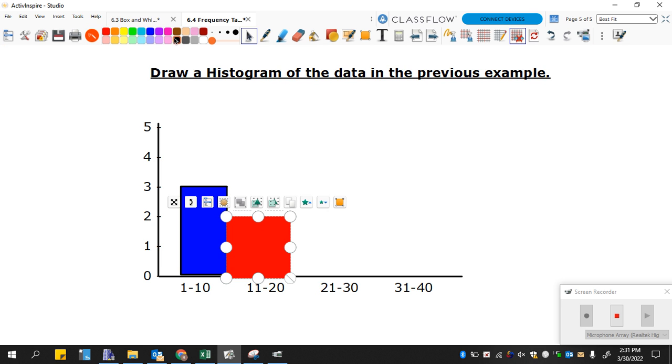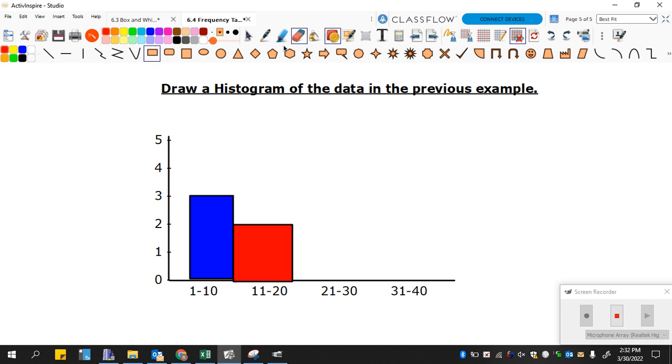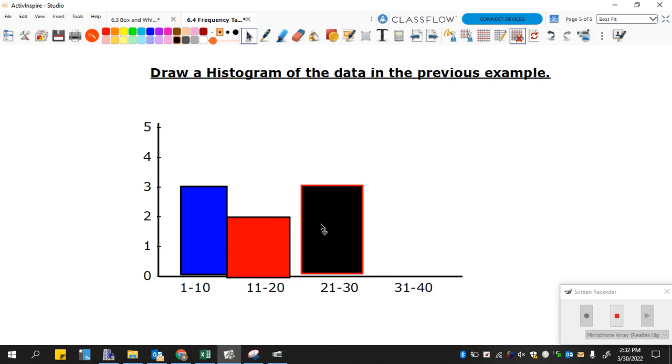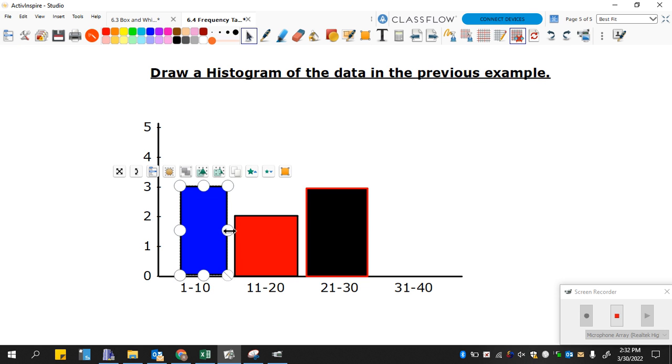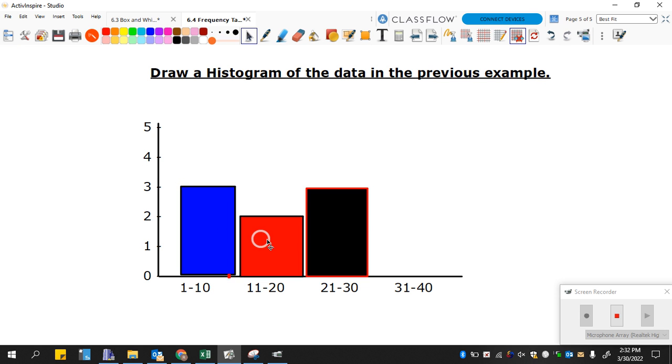Okay, the next one I'm going to make black. It's 21 to 30, and that's 3. Whoops, that didn't go. Let's see here. Go back here, black. All right, 21 to 30 was 3. And I'm going to adjust these a little bit, just to make them look nice.